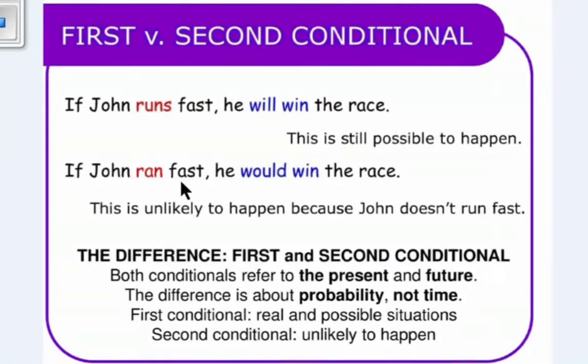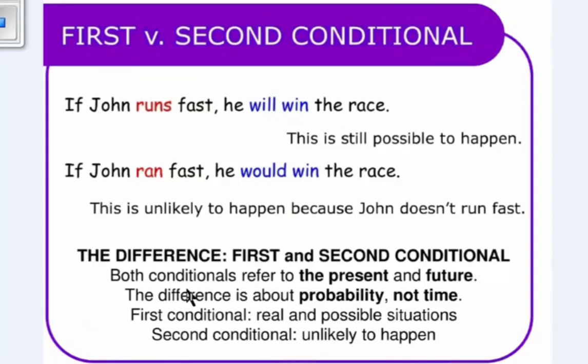If John ran fast, he would win the race. Here, the verb is in the past, ran here. And the other one, would plus win. This is the second conditional. Here, it's unlikely to happen because John doesn't run fast. He can't run fast. So the situation also is in the present, like the first one. But here, John can run fast, but here, John is a boy who can't run fast at all. So it's unlikely to happen.